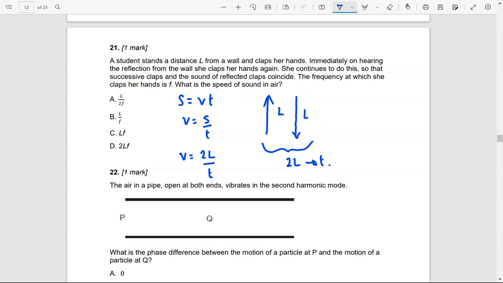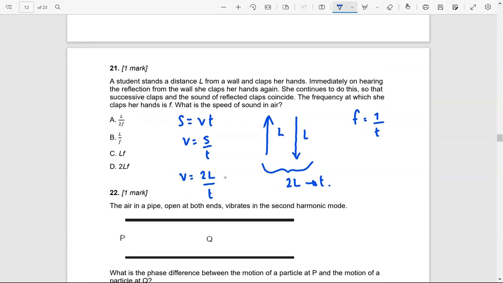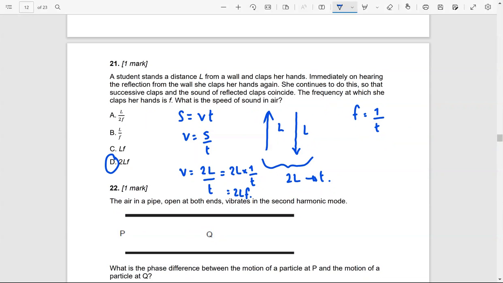Okay, so the speed is distance divided by the time it takes to travel that distance. And we know that t isn't one of the possible answers. We need it in terms of f. So how do we convert from t to f? Well, f is 1 over t. So we can say 2L times 1 over t equals 2LF. So the answer is D.